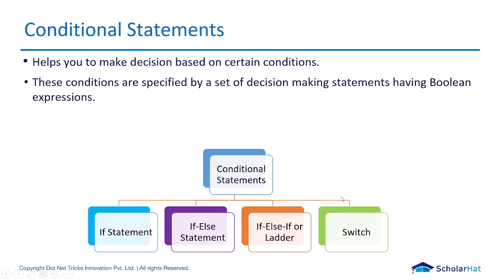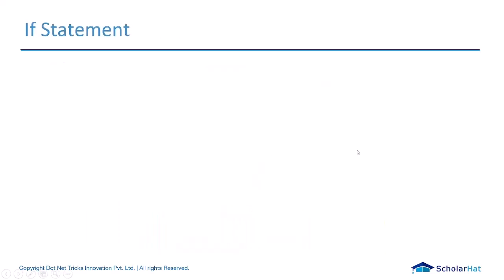Similarly, for iterative statements, we're going to learn about while loop, for loop, and do while loop. And the third kind of control statement is jumping statements. There we're going to use break, continue, and return. Those things we're going to see.